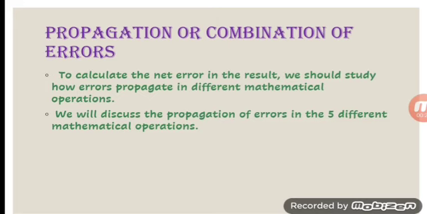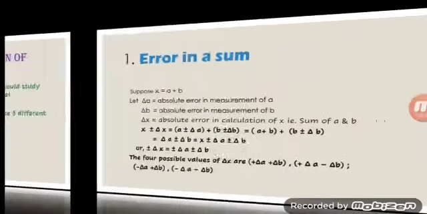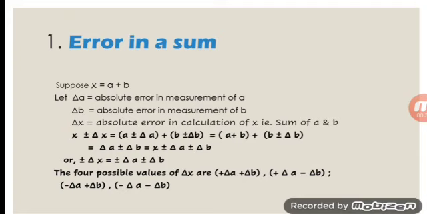Here we will discuss the 5 mathematical operations in the propagation of the errors. First one is the error in a sum. Let x is equal to a plus b, where delta a is the absolute error in the measurement of a. Let delta b be the absolute error in the measurement of b. Delta x is the absolute error in the calculation of x, that is the sum of a and b.